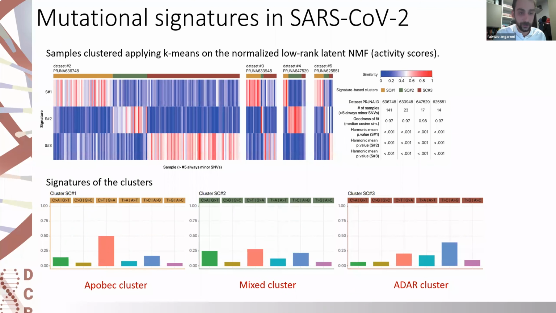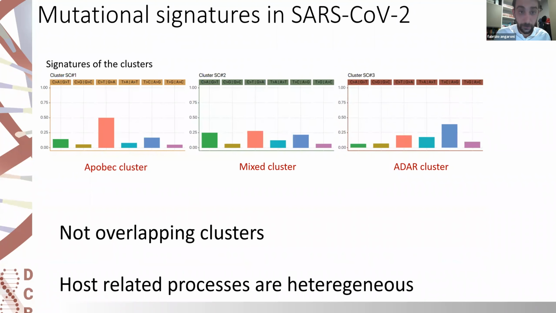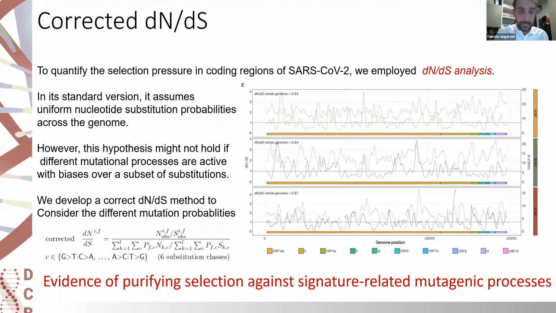So we found all the 3 signatures and 3 clusters associated to signature. These clusters are the ApoBec cluster, another cluster, and a second cluster that has also ApoBec, also other, and also ROS activity. Okay. Then very important, lastly, we want to quantify how these mutational processes are selected. These mutational processes give an advantage to the virus.